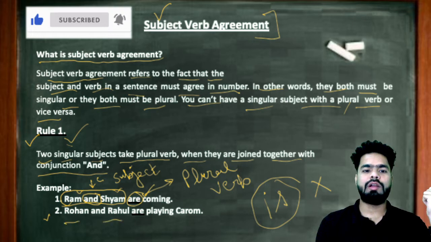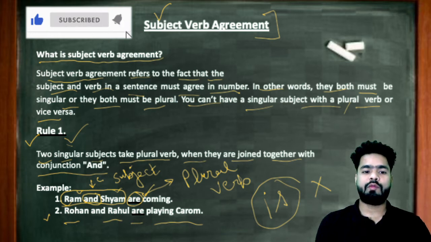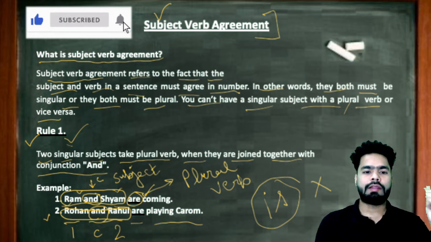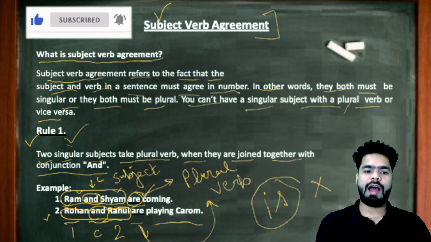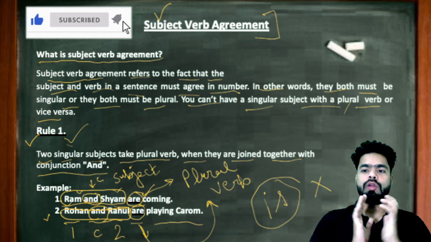Rohan and Rahul are playing carom. Here again we have two singular subjects. One singular subject is Rohan and the second singular subject is Rahul, but they are joined together with the conjunction and. In this case they become a plural subject, and our plural subject is Rohan and Rahul. In this case also it will take a plural verb. So we have used are over here. Ram and Shyam are playing carom. Is it clear? This is rule number 1.